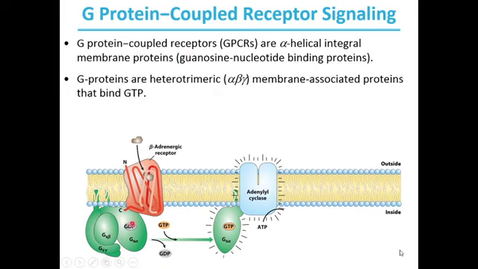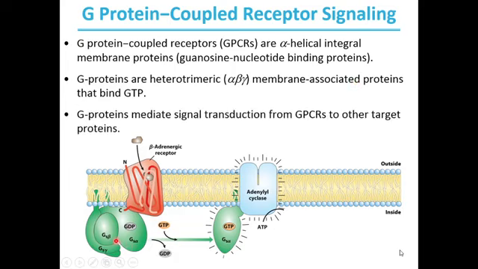G proteins, the green colored blob, are heteromeric alpha beta gamma membrane associated proteins that bind guanosine triphosphate. G proteins mediate signal transductions from GPCR proteins to other target proteins, for example, the adenylyl cyclase as shown here.